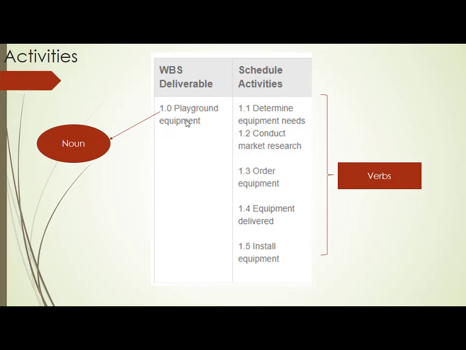Then you will shortlist a few equipments. Then you will order that equipment. Then the equipment will be delivered to you. After the equipment is delivered to you, you are going to install the equipment. So there are 5 activities involved under the package playground equipment. This concept of breaking down the work package into a number of small activities is called the define activities process.